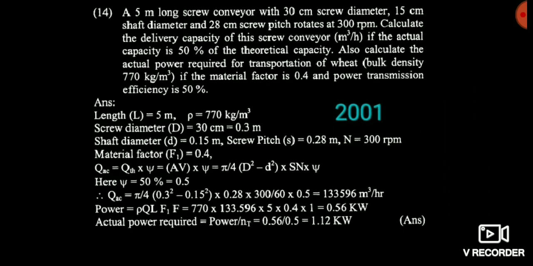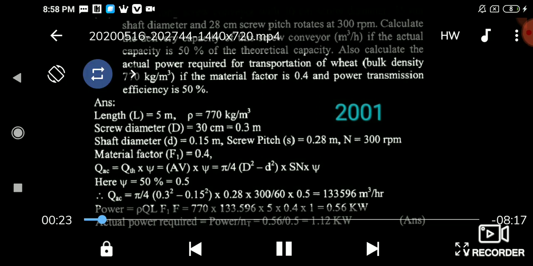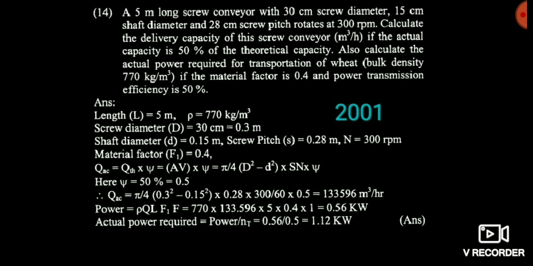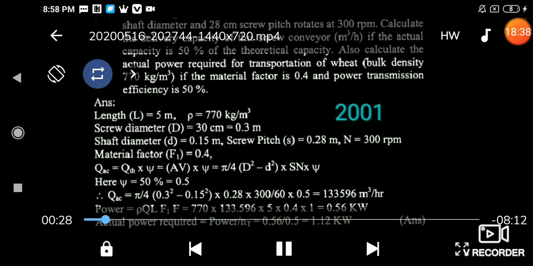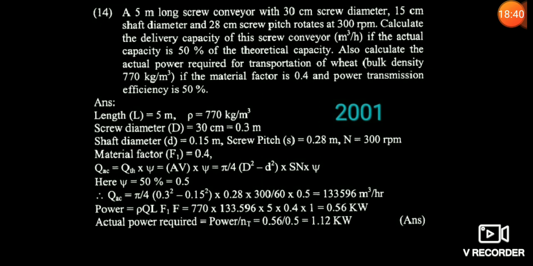Now see another question. It is also very easy. Here the length is given, diameter of a screw is given, shaft diameter given, screw pitch is given, and 50% of theoretical capacity, means actual capacity, and the density is given, material factor also given, and power efficiency 0.5 is given. So friends, first thing you should do, don't panic by seeing the solution a little bit lengthy or dangerous looking, but it is very easy.